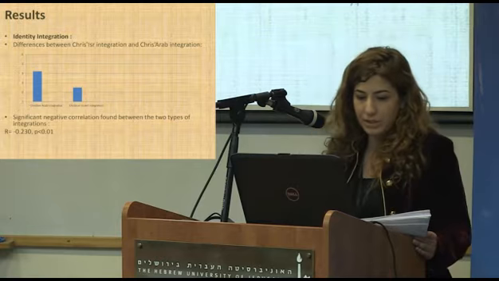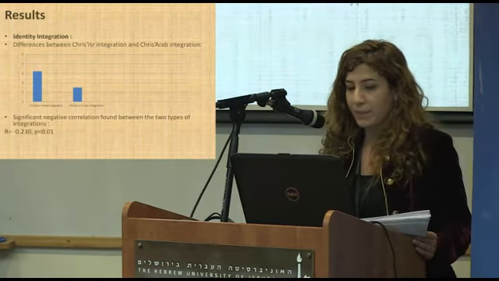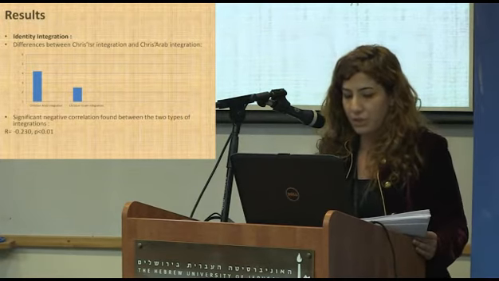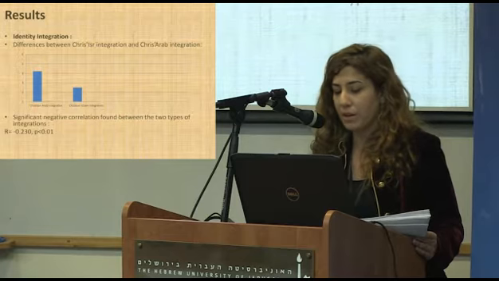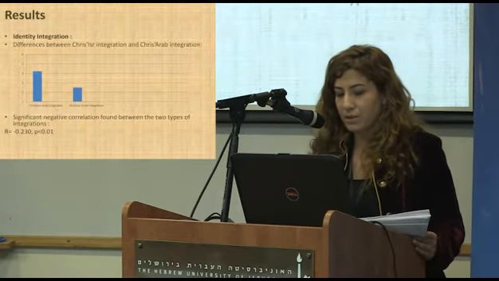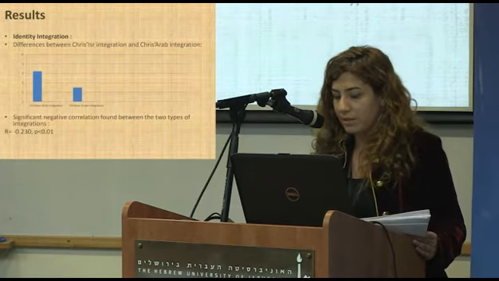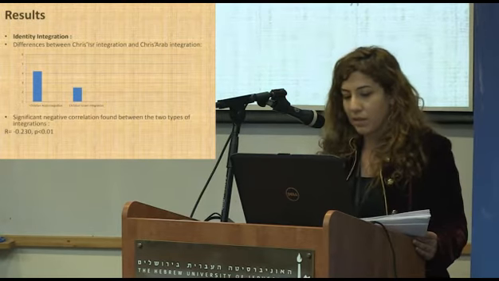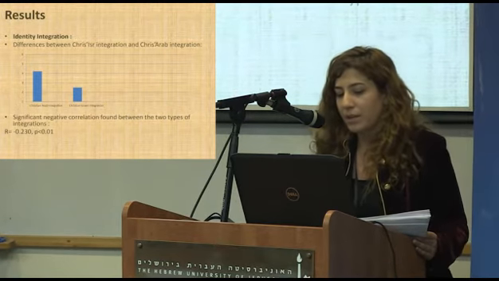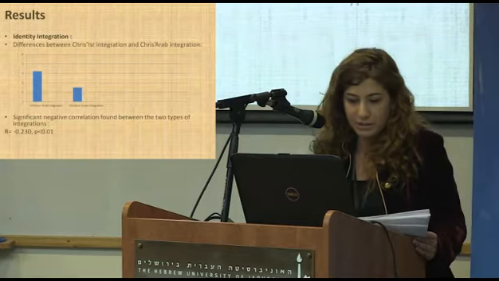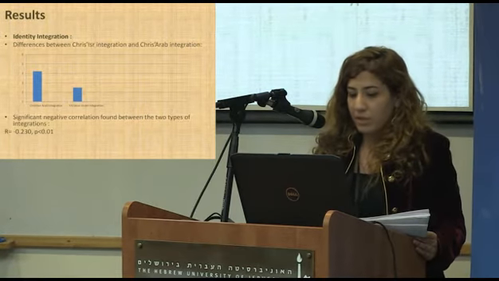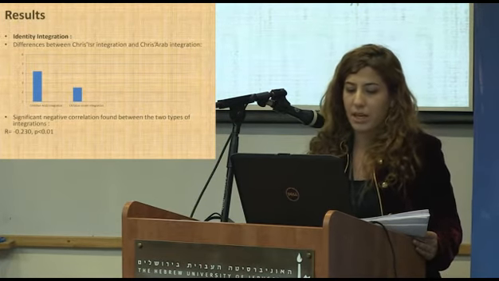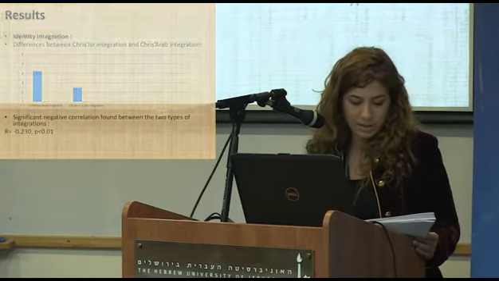The identity integration. We found that the difference between the Christian Israeli integration and the Christian Arab integration was significant, with the Christian Arab integration stronger than the Christian Israeli integration. So the Christian Arabs in Israel can integrate the Christian and Arab identities better than they do the Christian and Israeli identities. We also found a significant negative correlation between the 2 types of integrations. It's weak, but it's significant.